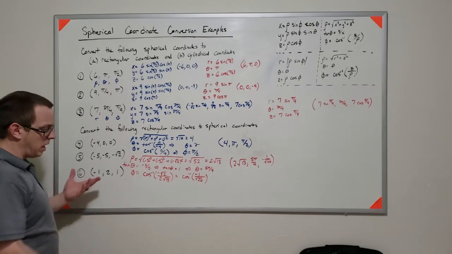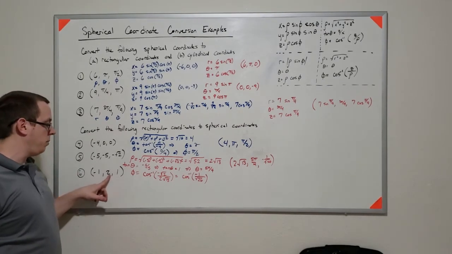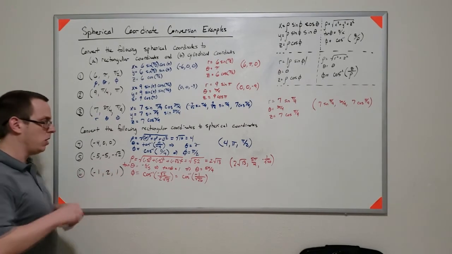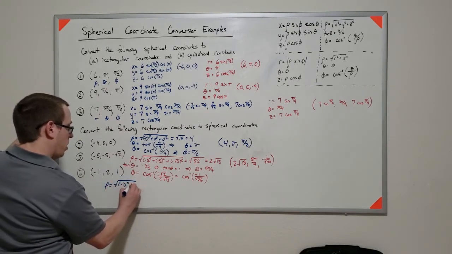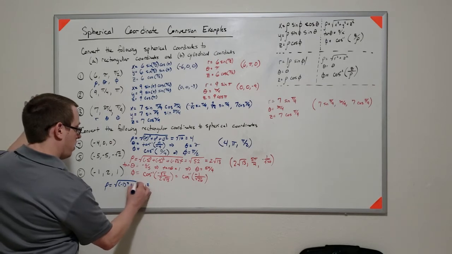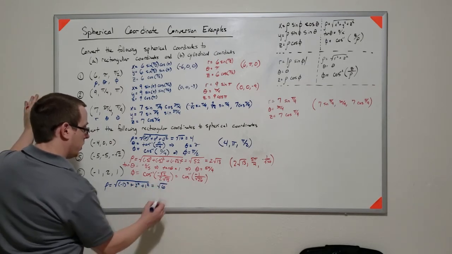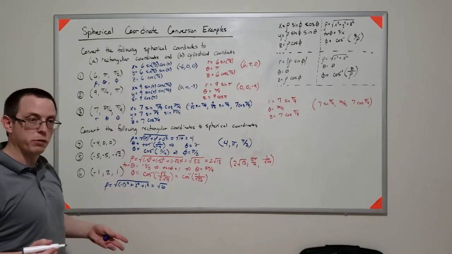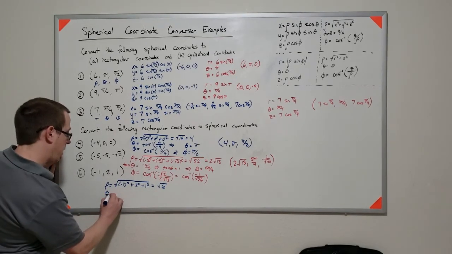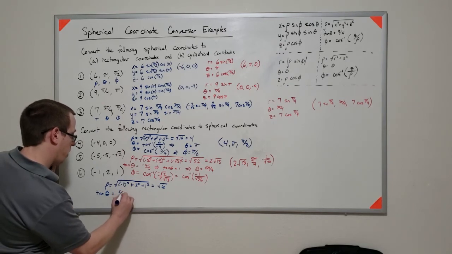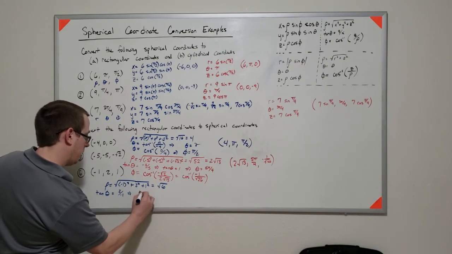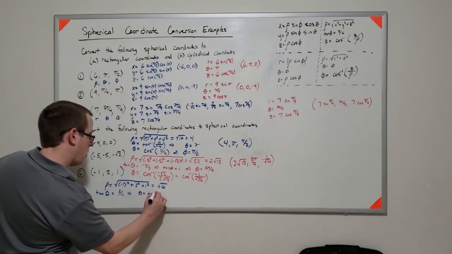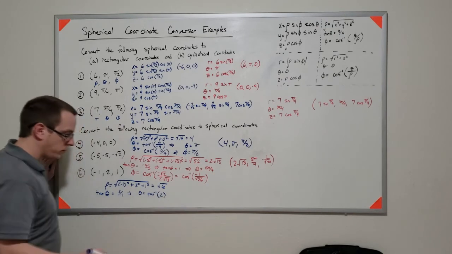And if I look at this, we know that the magnitude's got to be larger than 2, but how much is hard to say. So I do rho equals the square root of negative 1 squared plus 2 squared plus 1 squared, which is the square root of 6, which again is bigger than 2 because the square root of 4 is 2. And then theta, tangent of theta is 2 over negative 1. So that tells me that theta is the arctangent of negative 2.